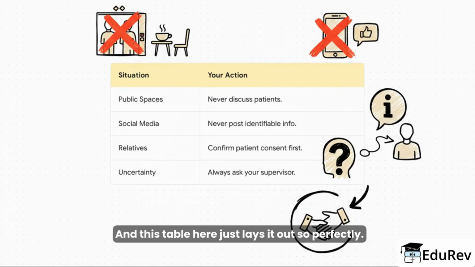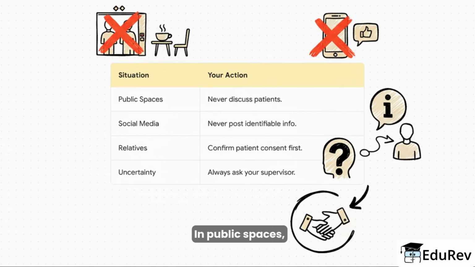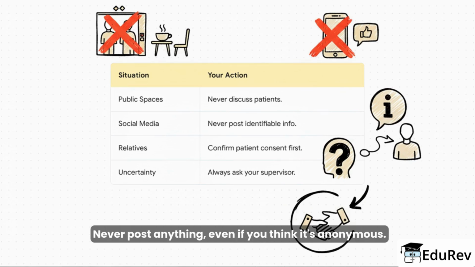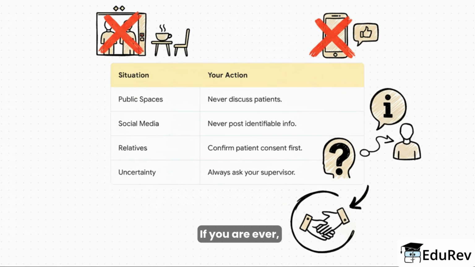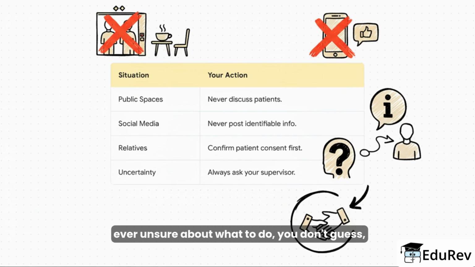And this table here just lays it out so perfectly. In public spaces, like a hospital cafeteria or an elevator, you never discuss patients. On social media, absolutely not. Never post anything, even if you think it's anonymous. And here's the golden rule, the one that will never let you down. If you are ever unsure about what to do, you don't guess, you ask your supervisor.